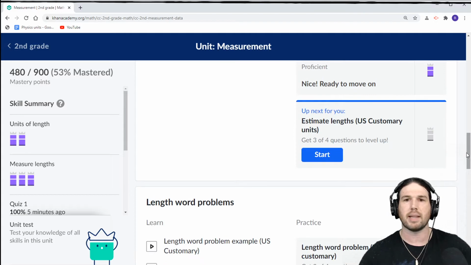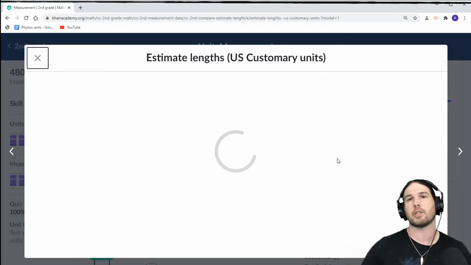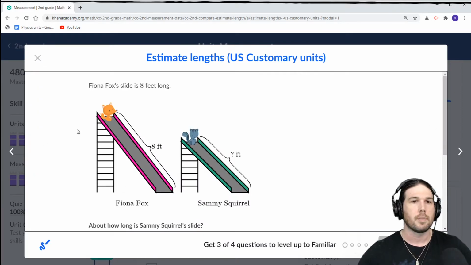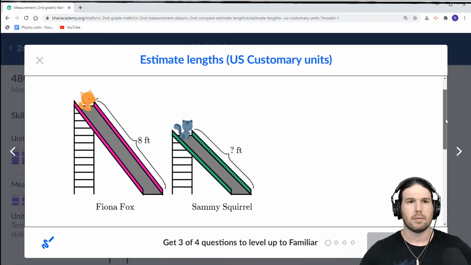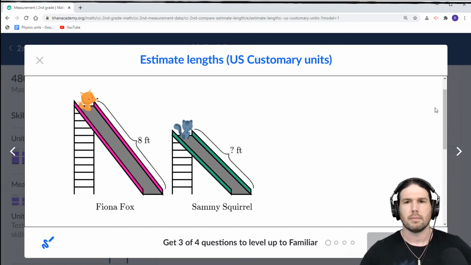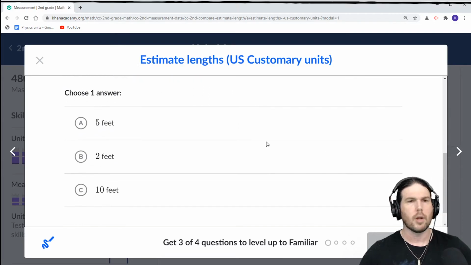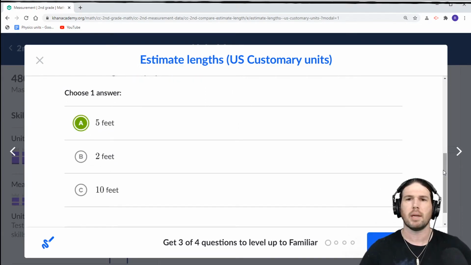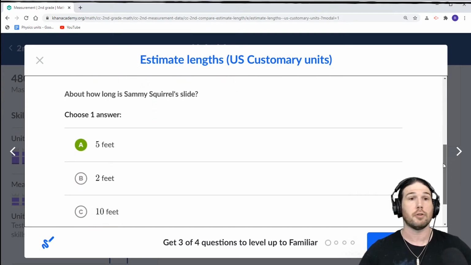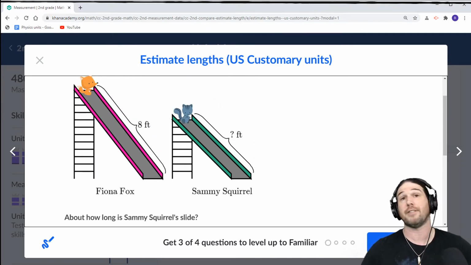Oh, now we're going to estimate lengths with US customary units. So we're going to talk about inches and feet this time around. Fiona Fox's slide is 8 feet long. Sammy's squirrel looks like it's, I don't know, maybe half? Probably. So I'm going to say it's probably 4 feet. Okay, 5 feet seems reasonable to me. 10 feet is definitely too long. 2 feet is definitely too short, so we'll go ahead and say that 5 feet is the most likely answer.